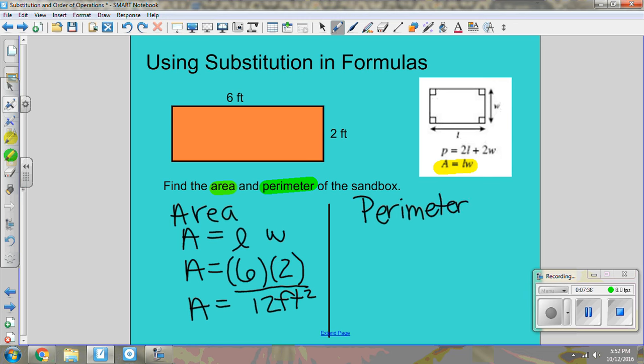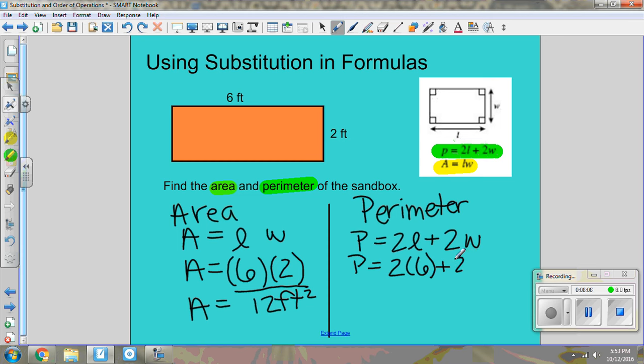My first step is always to rewrite the formula. So I'm looking at that formula sheet. I see that P equals 2L plus 2W. So my first step, I don't do any math. I'm just going to fill in my variables with the values from my problem. I'm trying to find the perimeter so the P stays the same. Instead of L, I'm going to put in parentheses that 6. And then instead of W, I'm going to put in parentheses that 2.